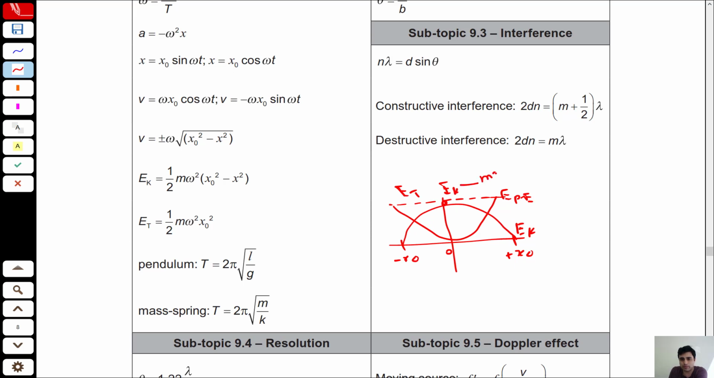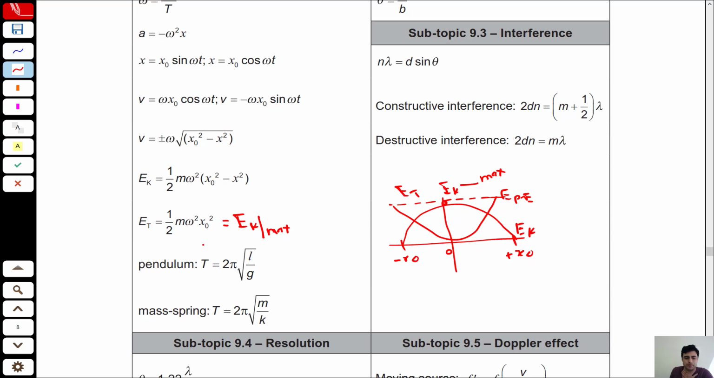Maximum kinetic energy. So you can also say that the point at the equilibrium position where the kinetic energy is maximum is a point where we don't have any potential energy. Since total energy is the sum of kinetic energy plus potential energy, if there's no potential energy, the total energy is entirely due to the maximum kinetic energy. So EK is actually equivalent to this formula.